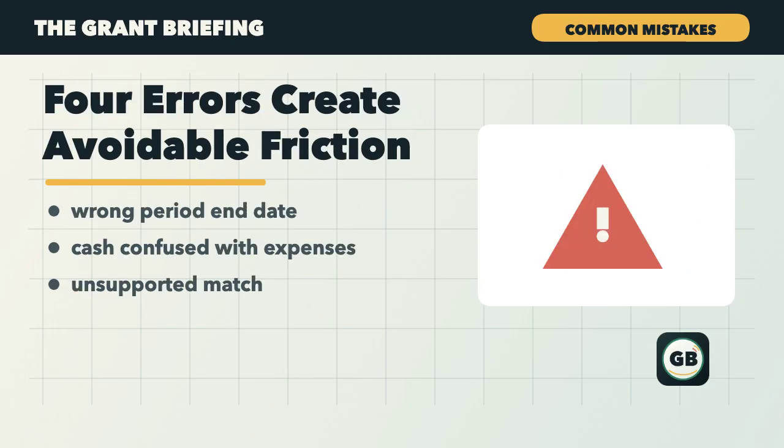Common problems are surprisingly ordinary. Using the wrong final date for the reporting period, confusing cash received with expenses incurred, reporting match that has no backup, and treating unpaid obligations as a vague estimate. These are usually fixable process issues. They point to the need for a stronger review routine.